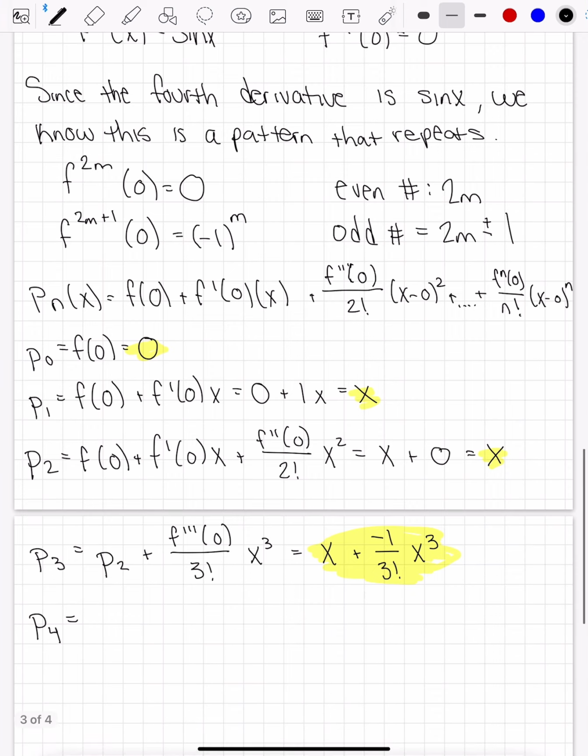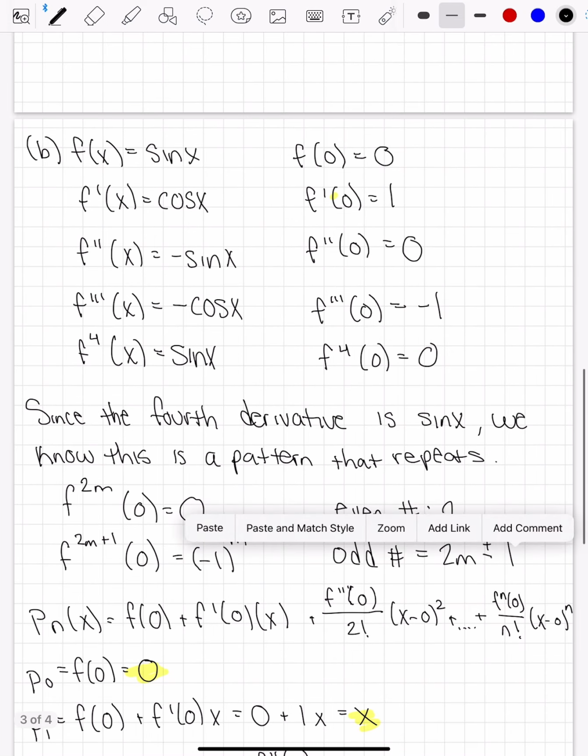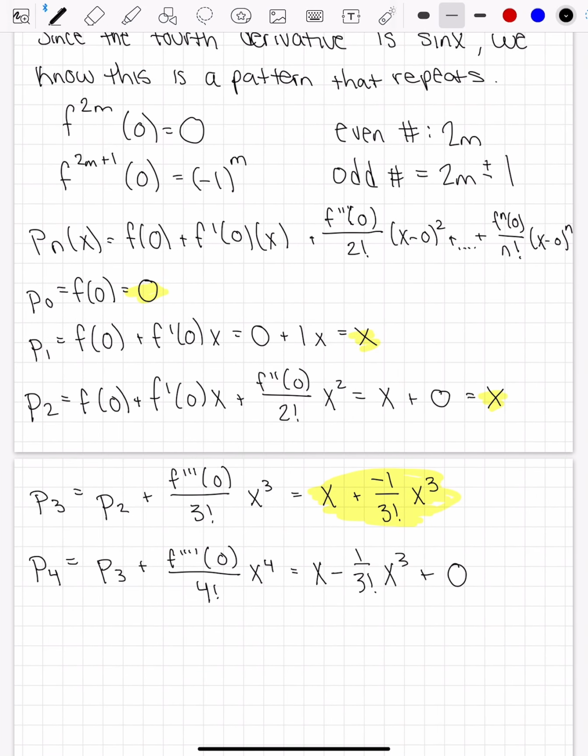So for P4, we know we take P3 and we add on the 4th derivative, which is 0, over 4 factorial times x to the 4. So we bring down P3, which you could just change to a minus sign. And then we add on f4, remember that's 0, so that's not even going to change anything for us. So P4 is still just x minus 1 over 3 factorial x cubed.